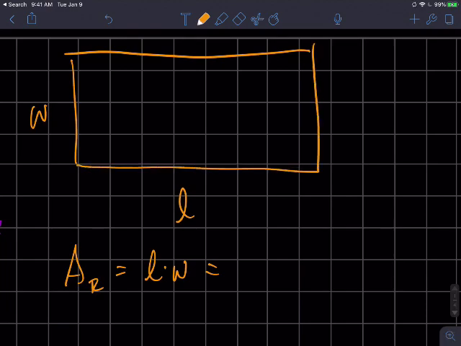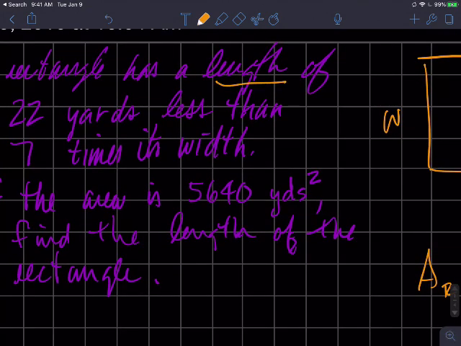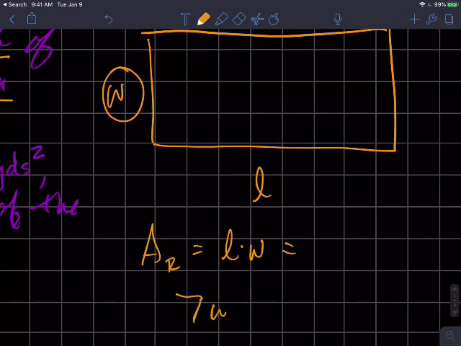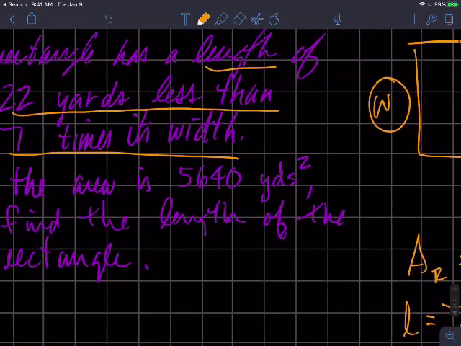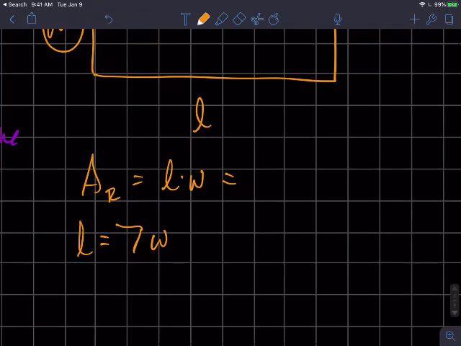So how do we deal with this information where I have a length that is 22 yards less than 7 times the width? Well, if this is the width, how can I represent 7 times the width? 7 times the width would be 7w. But the length is equal to 22 yards less than 7 times the width. So if that's 7 times the width, 22 yards less than that would be subtract those 22 yards. So our length is equal to 7w minus 22. Our width is equal to w.